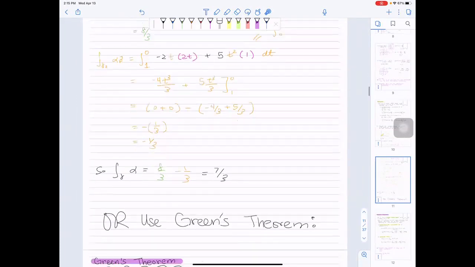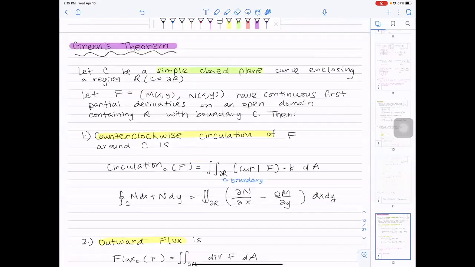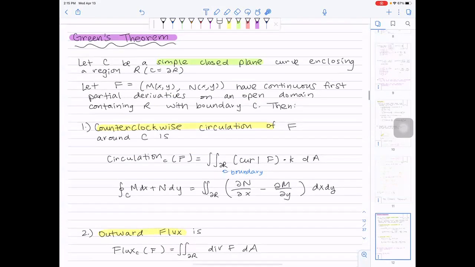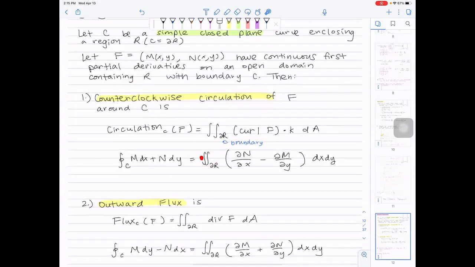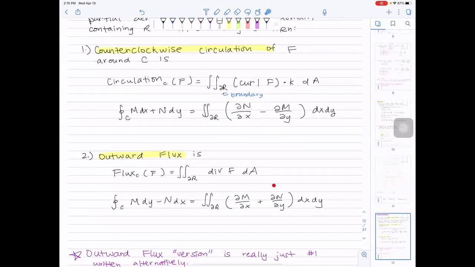Okay, so what does Green's theorem say? Green's theorem says if we have some simple closed plane curve as our curve, then the counterclockwise circulation of F is going to be defined as the double integral of this dx dy. And notice that this term is exactly our k-th term of the curl. Equivalently, Green's theorem also has the flux version, which ends up being the integral of this term, dx dy.